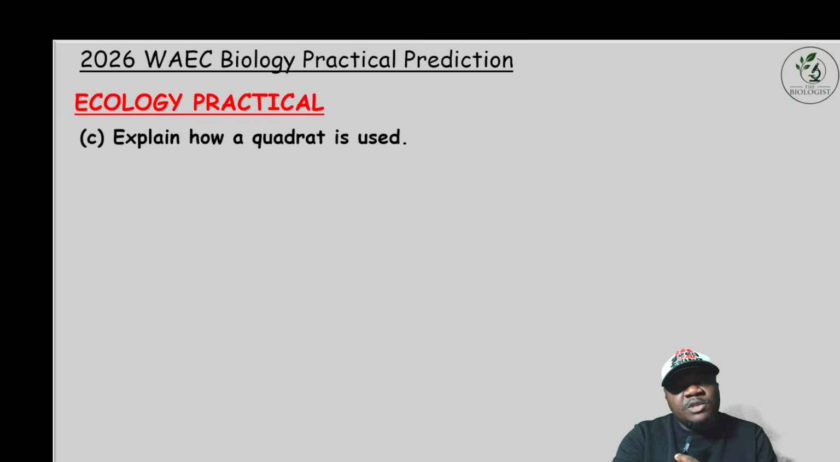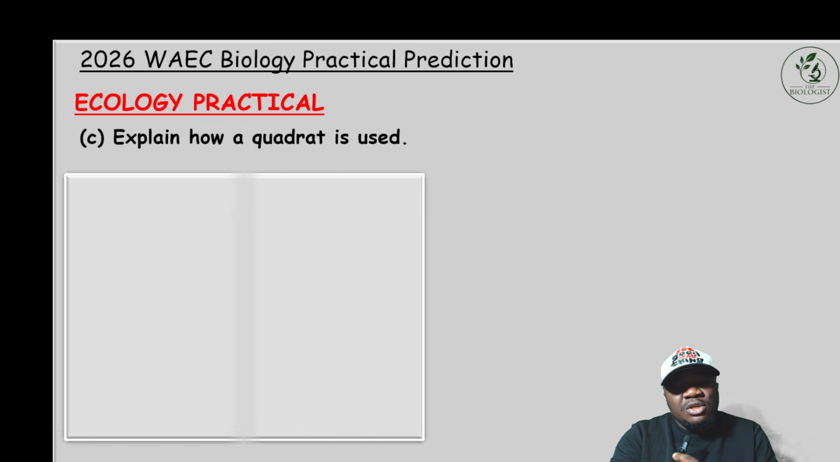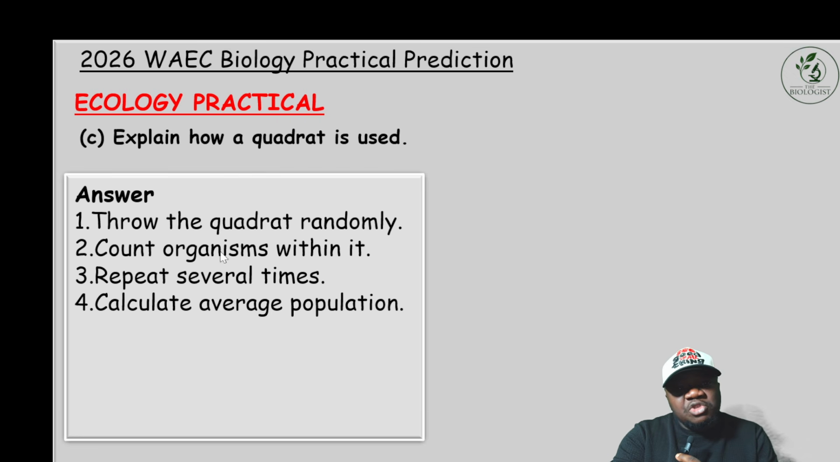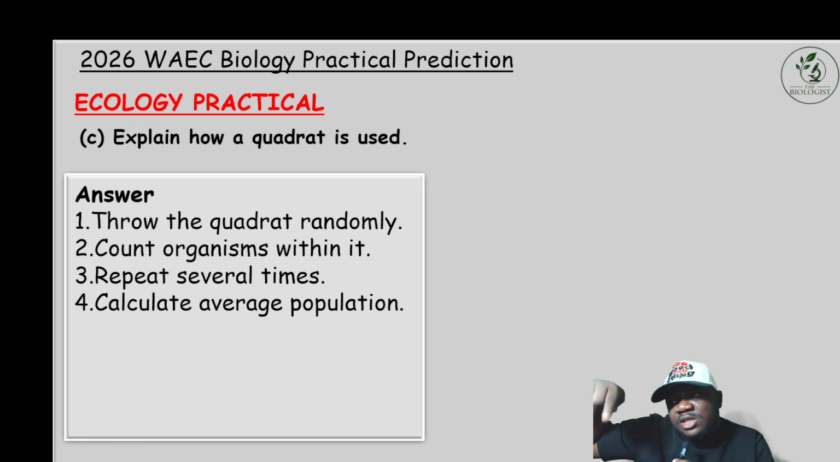Then, explain how a quadrant is used. They can just ask you that. You throw the quadrant randomly in the habitat. You don't use a specific way, just throw it randomly. Then you count the number of organisms within the quadrant. The quadrant is kind of rectangular and has a lot of boxes. So you count the organisms within that quadrant. Then you have to repeat this several times and calculate the average population.